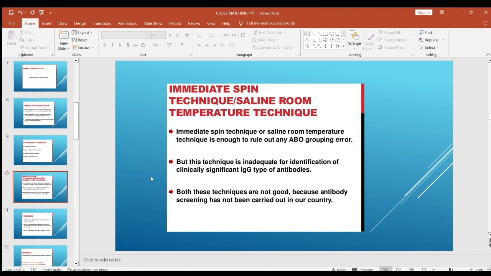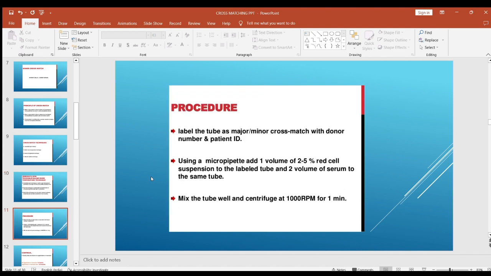First we will see the immediate spin technique or saline room temperature technique. The immediate spin technique or saline room temperature technique is enough to rule out any ABO grouping error, but this technique is inadequate for identification of clinically significant IgG type of antibodies. Both these techniques are not good because antibody screening has not been carried out in our country.